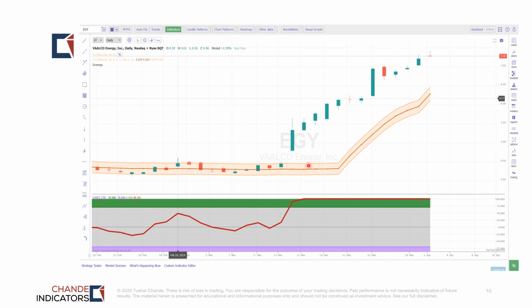EGY was the second stock in our rankings. That's Valco Energy. This is again the default setup for FAMA. The breakout is very nice and easy to see. And you see that this breakout was so powerful that the CHATS indicator touched 100 and stayed there almost immediately after the breakout. So you can see that now we have multiple tools to confirm the breakout. And within the sector, it's very easy to see which charts are the most powerful.